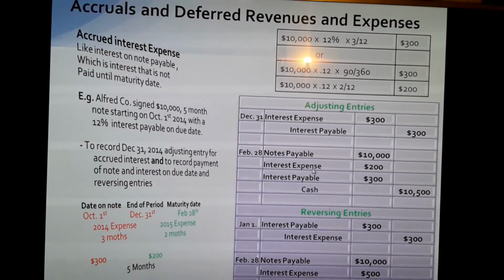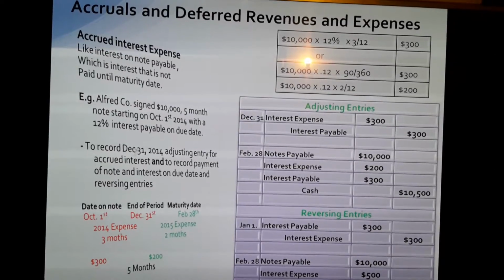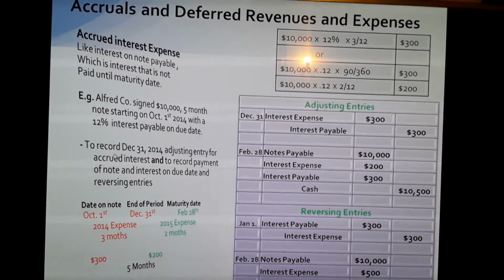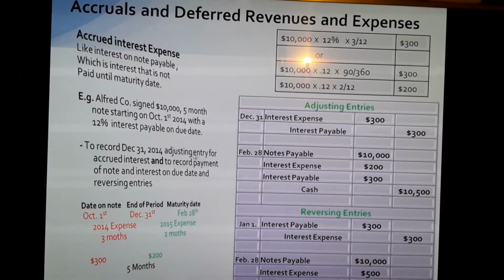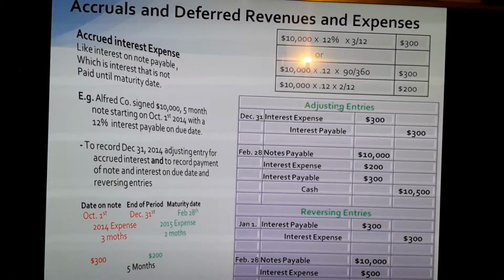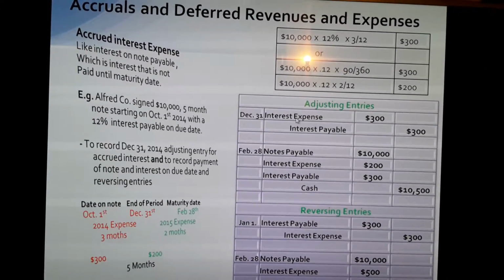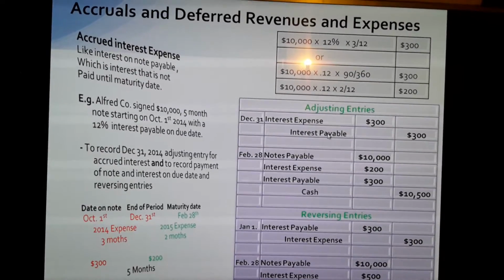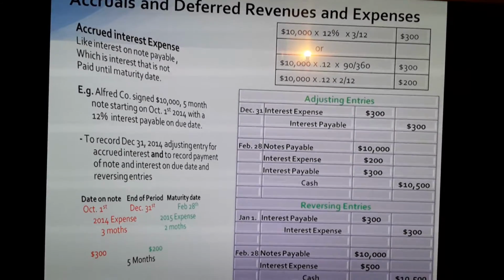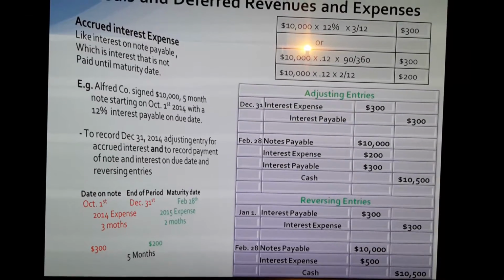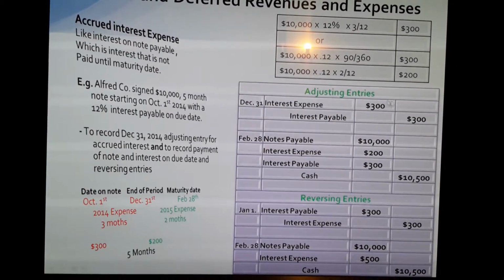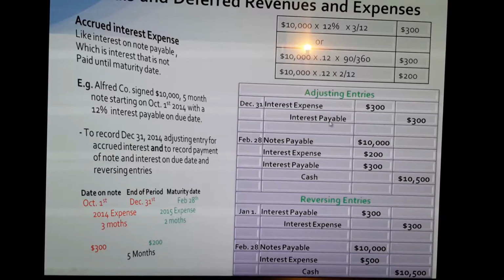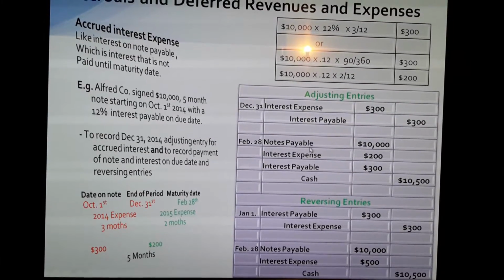This is how we do our journal entry here. This is what we are required to do to record the December 31st adjusting entry. This is our adjusting entry. This 300 is our interest expense that we are supposed to pay in the first place. So we debit interest expense and credit interest payable 300.